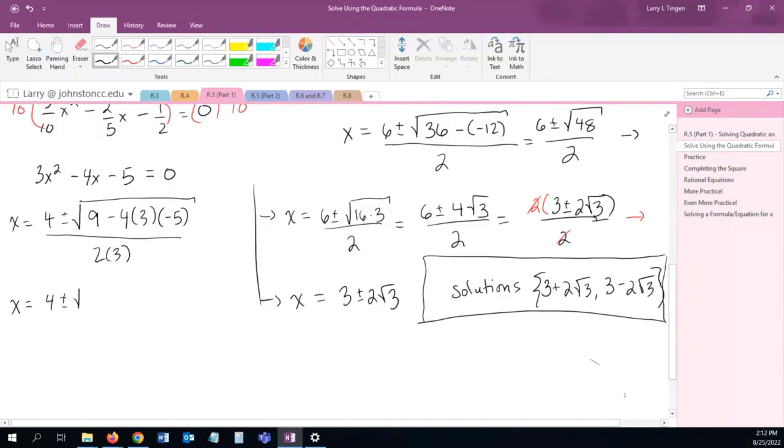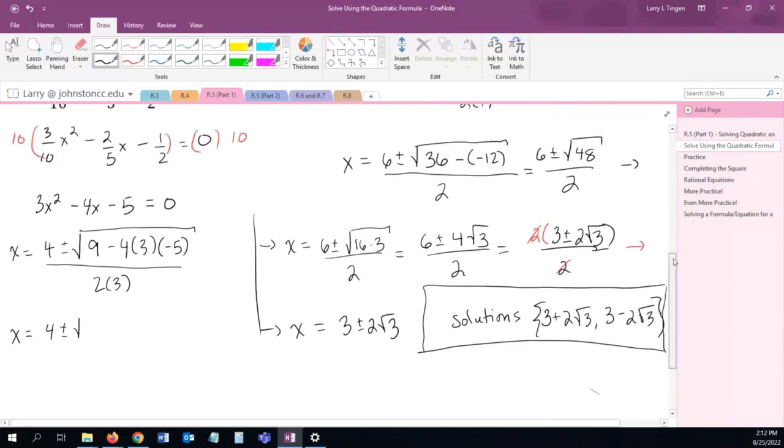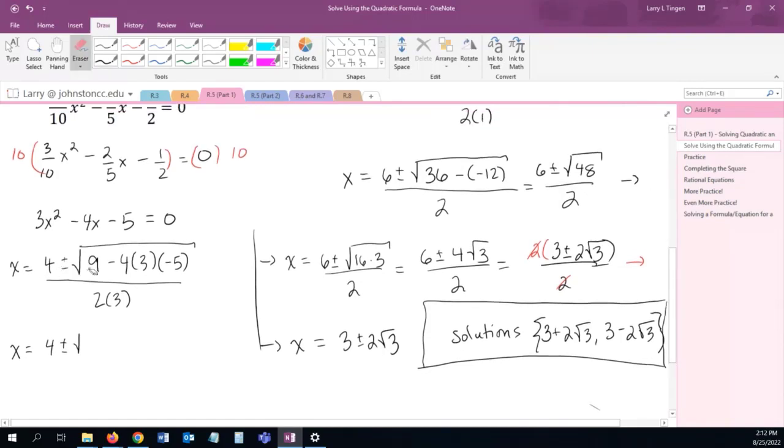Ooh, what did I do? Oh, I made a mistake. Look at what I did wrong. I squared A instead of squaring B. Maybe I shouldn't jump to so many conclusions. All right, let me get this right.